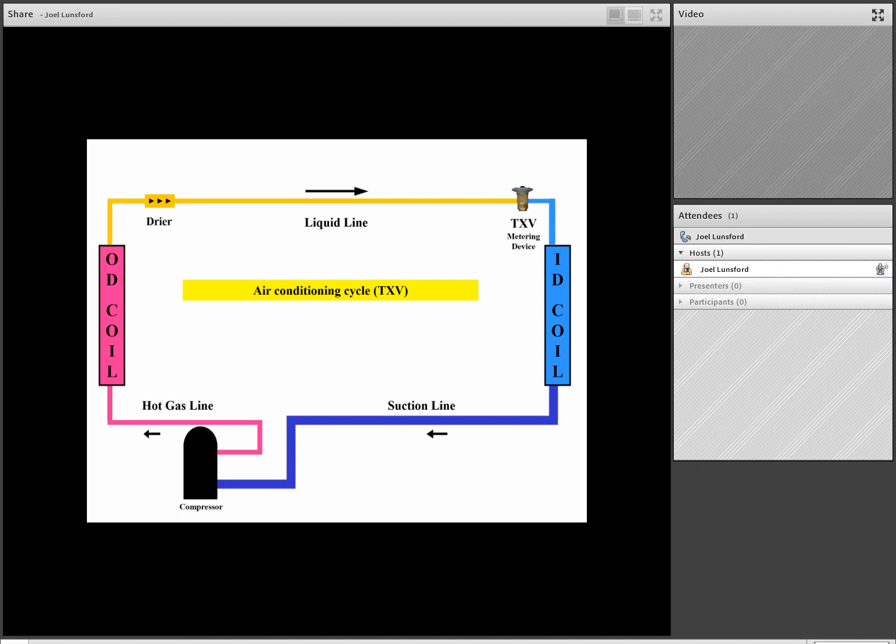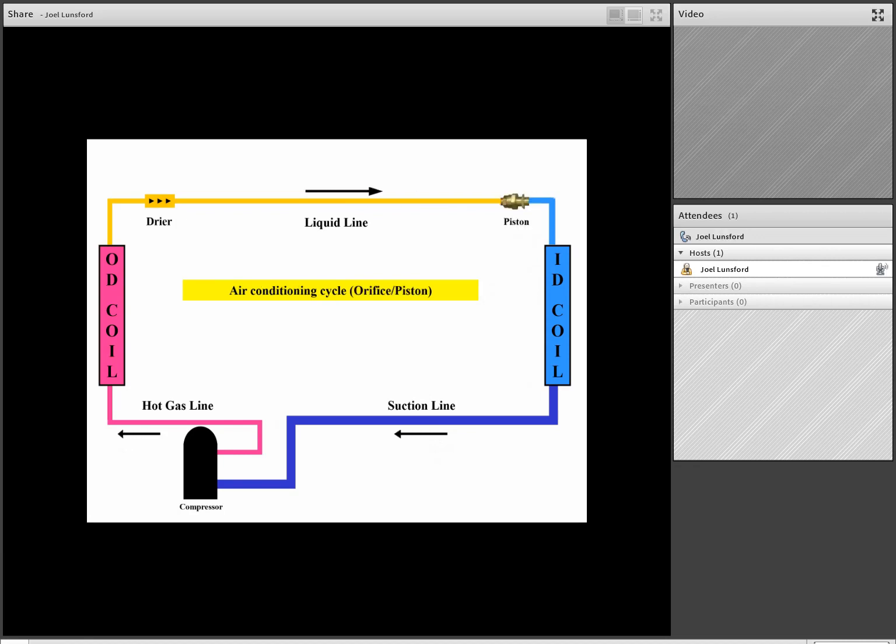What we need to understand is we absorb heat from the indoor unit in the evaporator coil. That heat is going to be contained in the refrigeration cycle, and then it will be rejected outside where it's not objectionable. So the basic air conditioning cycle that we see right here, featuring a TXV, is designed to move heat from the conditioned space to the outdoors, where it's not objectionable, by way of the refrigeration cycle.